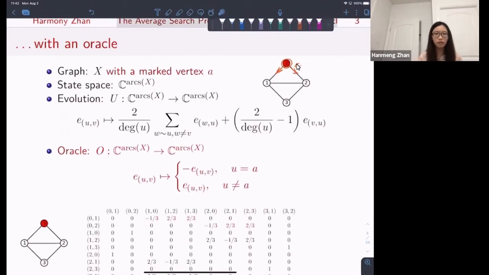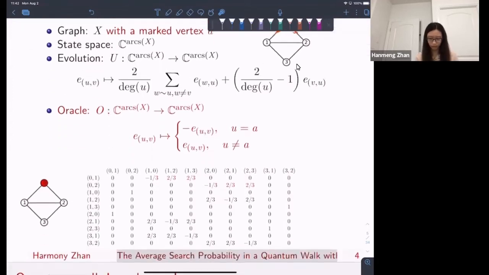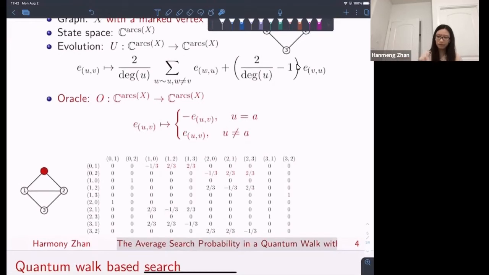Okay, and so in matrix form, the oracle looks something like this. It acts like an identity if you have arrived at an arc that's not starting from 0. Even the arcs going into it don't count. So this part acts like an identity. And as soon as you land on an arc 0 something, it negates the corresponding entry in that vector. So in a search algorithm, we want to apply this oracle O and U alternately to some initial state.